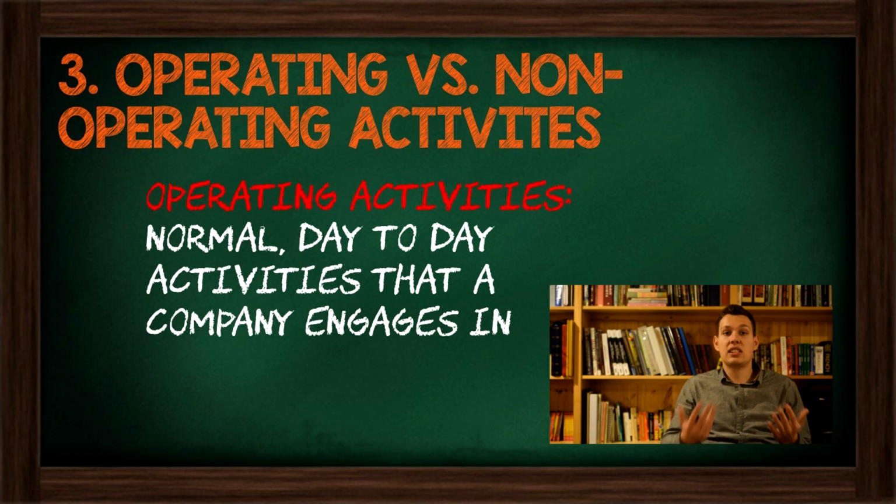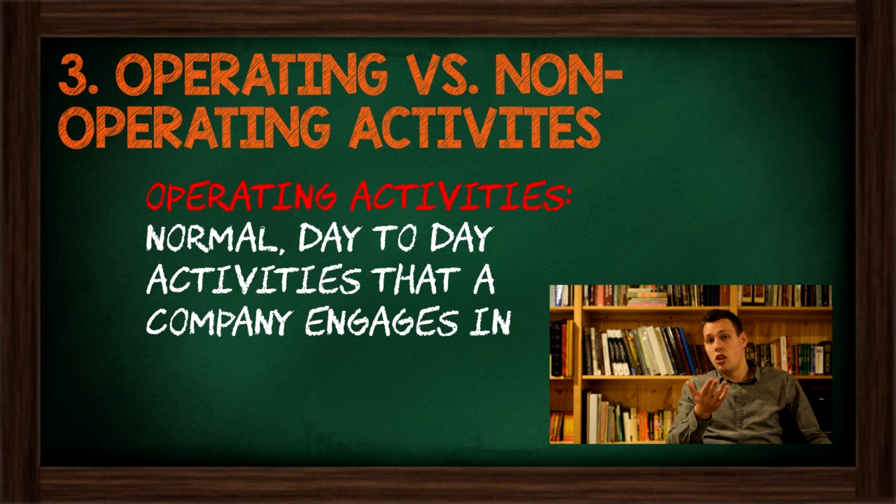It's something that just makes sense for that company to do. So, for example, let's take a movie theater. If a movie theater sells a movie ticket to a customer, that's an operating activity. They sell movie tickets every single day. It's a day-to-day thing, and it just makes sense. A movie theater is obviously going to sell movie tickets.